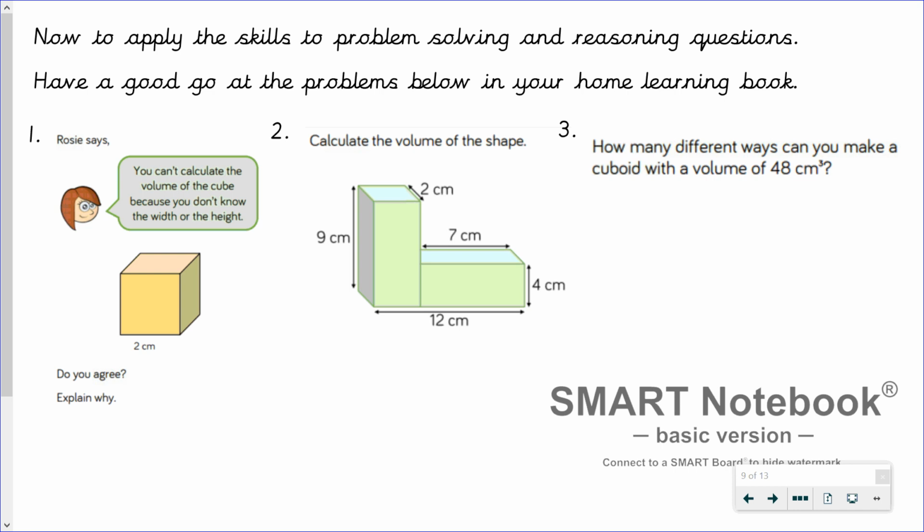And then the last one, how many different ways can you make a cuboid with a volume of 48 centimeters cubed? Lots of ways to do it. You just got to think about your timesing and your number patterns to help you get there. So pause it, have a go, and we'll go through the answers.